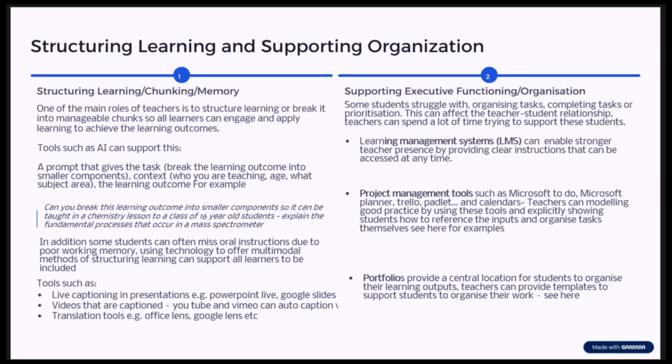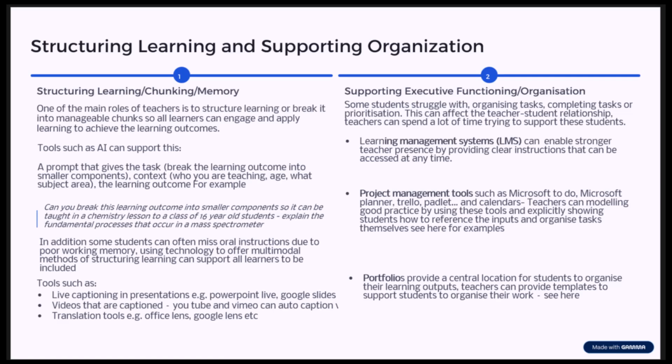The second task which technology can support teachers with is supporting executive function or organisation. In addition to poor working memory, some students struggle with organising tasks, completing tasks, or prioritisation. This can affect student-teacher relationships as teachers spend a lot of time trying to support these students and motivate them. Technology can enable teachers to empower learners to manage their own learning and organisation more effectively to allow them to spend time on more relational tasks.